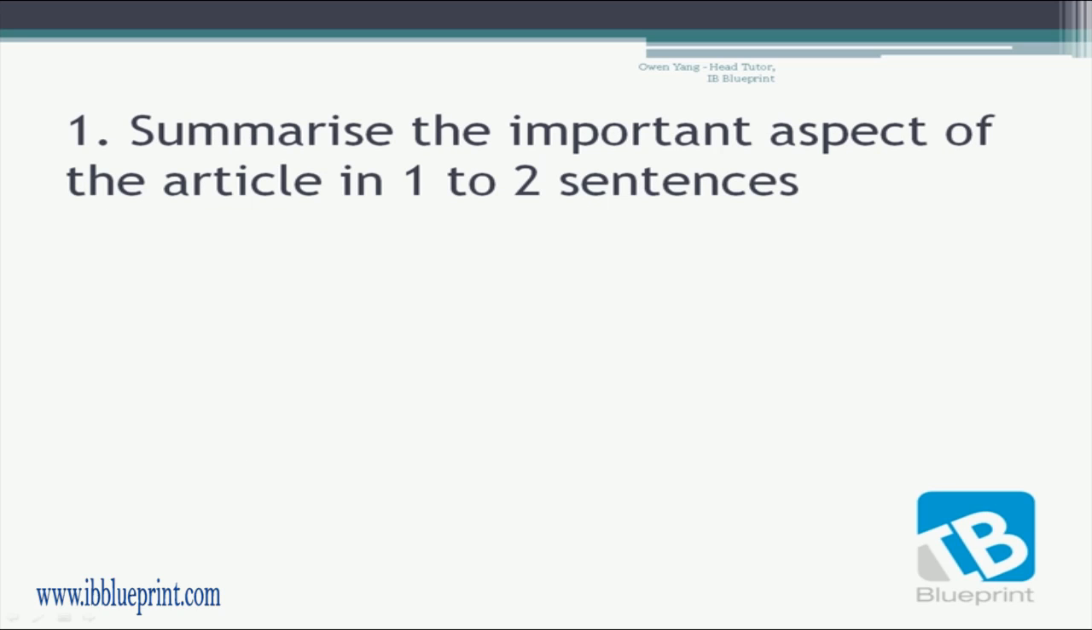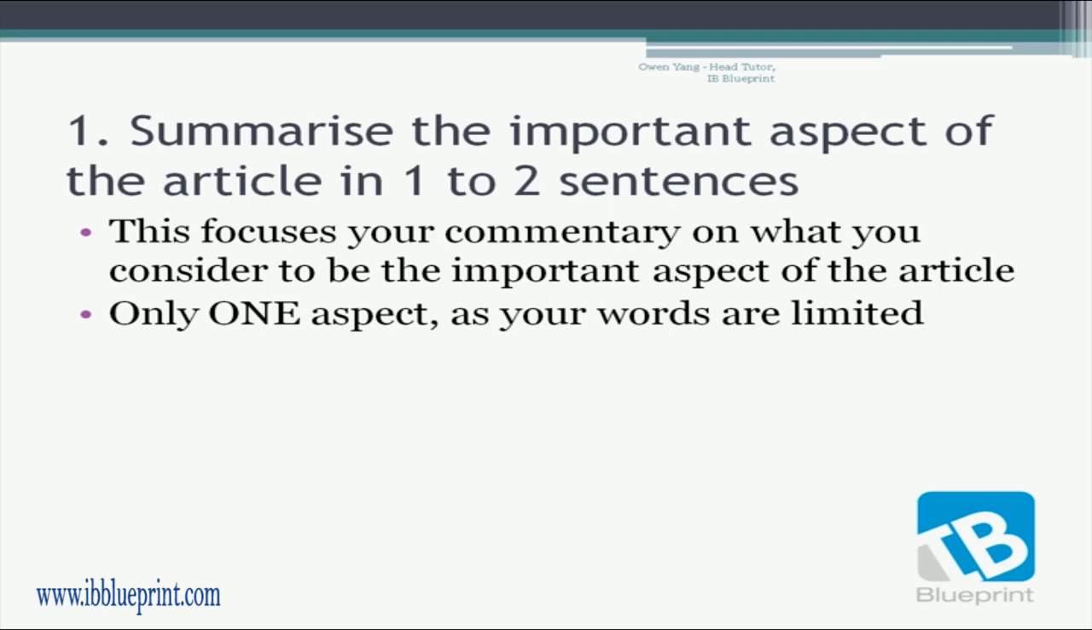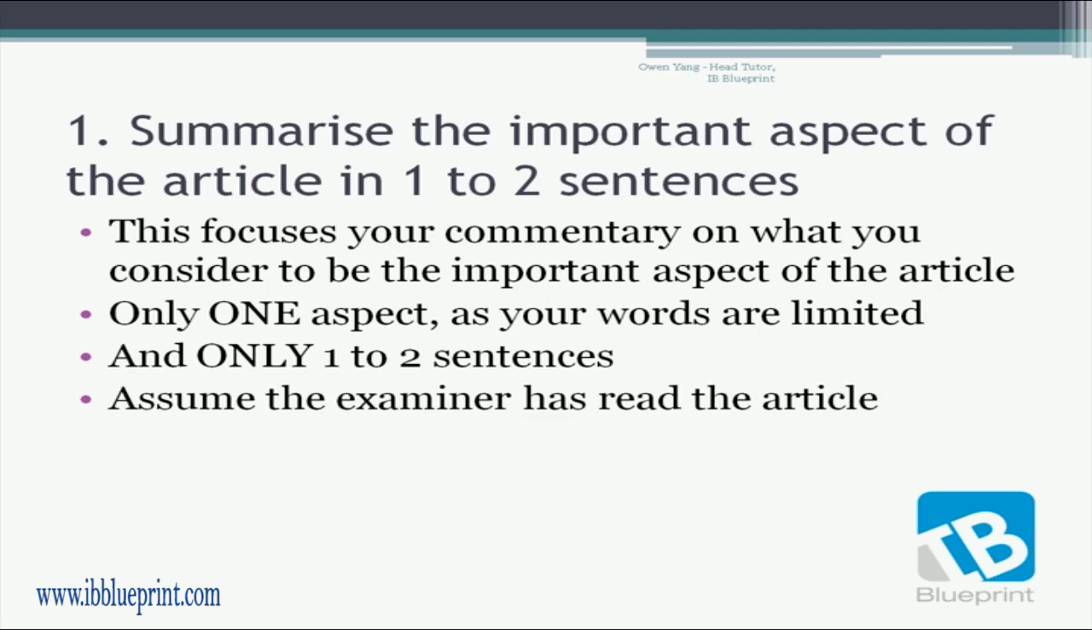Now, let's go through this 5-step model in detail. Step 1: Summarize the important aspect of the article in 1 to 2 sentences. This focuses your commentary on what you consider to be the important aspect of the article. And only do one aspect, because your words are limited. And only in 1 to 2 sentences. This is because you need to assume the examiner has read the article already.